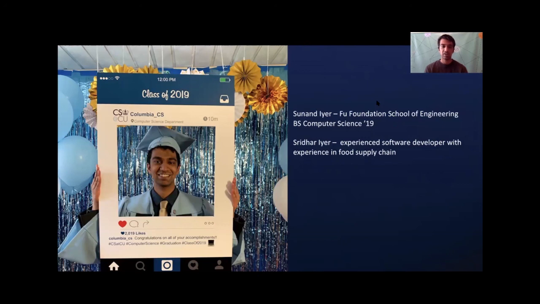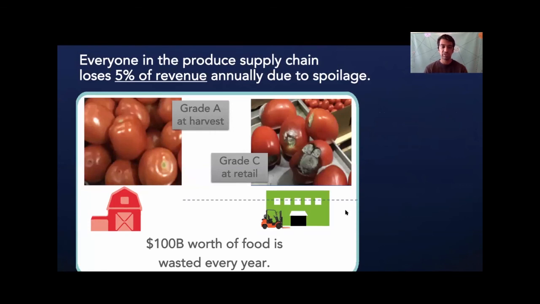It was through my undergraduate experience that I was able to get involved in this accelerator. My other co-founder is my father, Sridhar Iyer. He has years of extensive experience in the food supply chain industry. The produce industry is one we interact with on a daily basis. After all, it is how food gets from a farm to our plates.